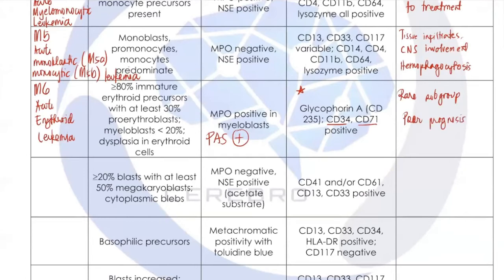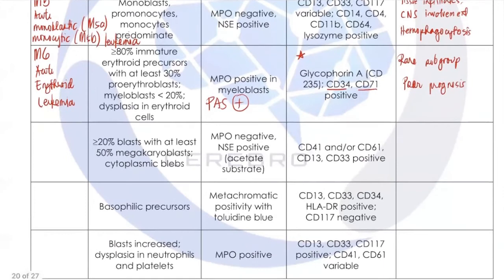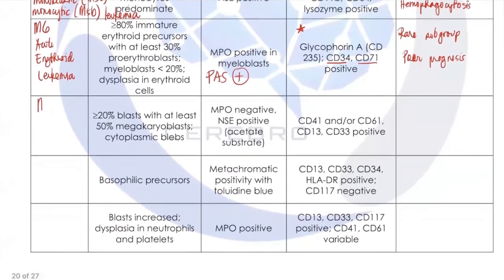Okay, next we have the M7, another favorite in the ASEP exam, M7, which is acute megakaryoblastic leukemia.